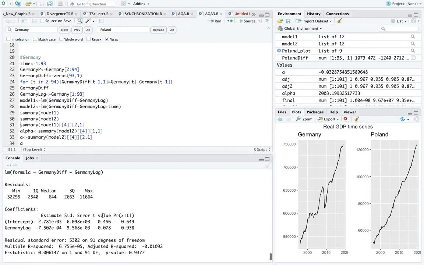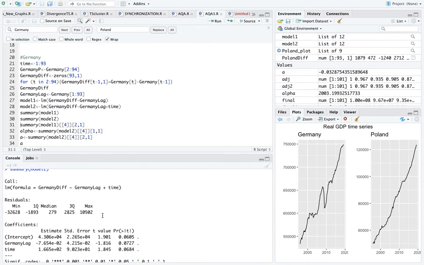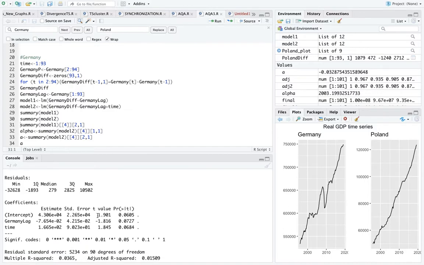But okay, now let's see what happens when I add a time trend. And look, when I add time trend, now things change a little bit. Coefficient beta is statistically significant, but only at 10% level. And the same can be said about the coefficient on lagged Germany GDP. So look, we have very inconsistent evidence from this, right?